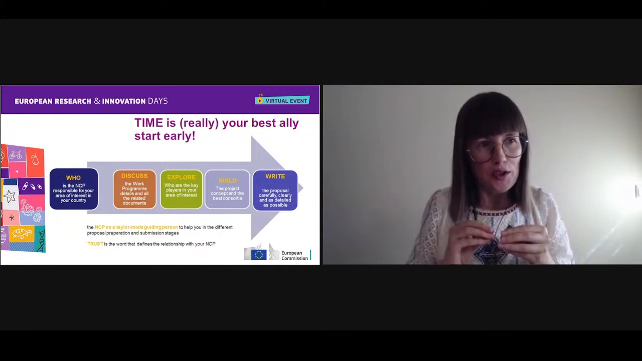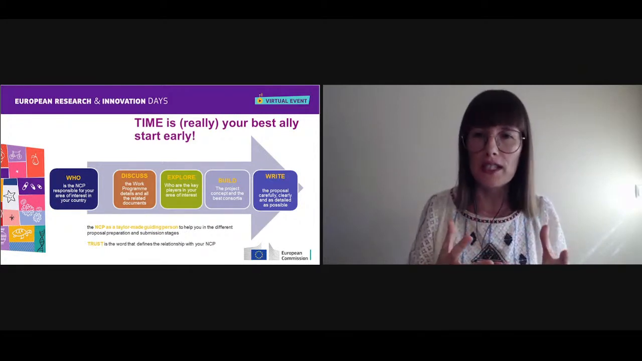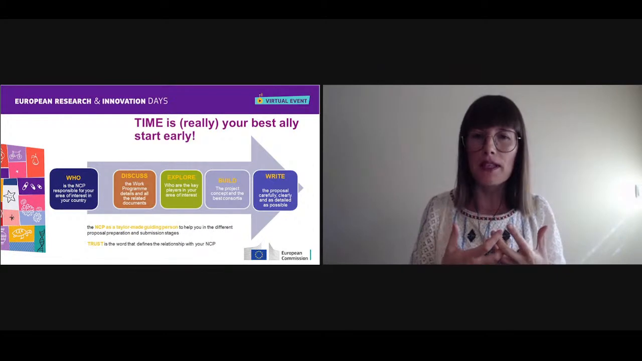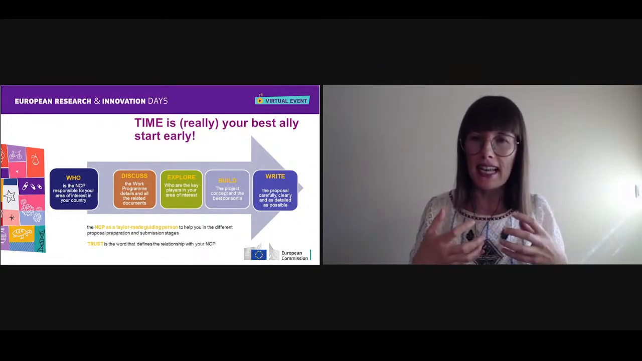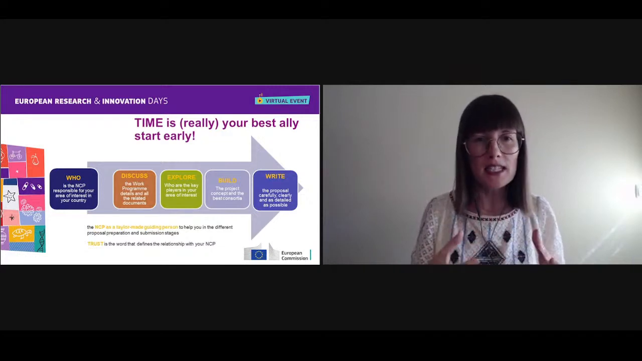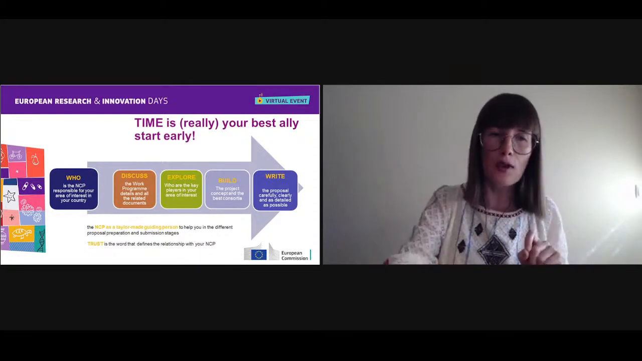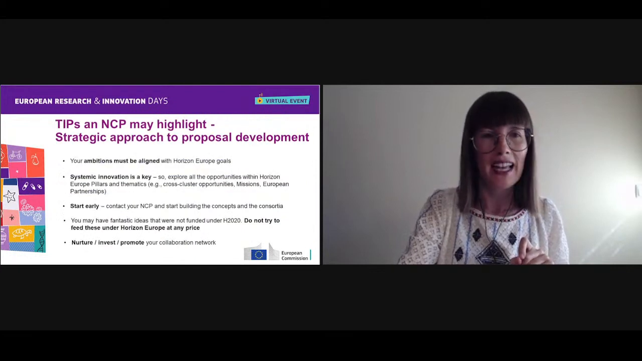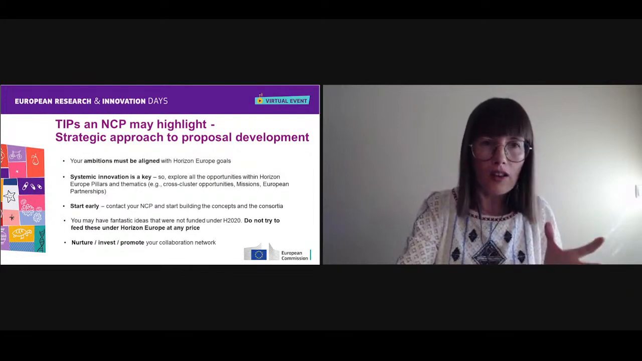Sometimes the details on the excellence criterion are so detailed that you get lost in the writing and in all the sentences. So the NCP can help you digest the information at some point and get it simpler. So the NCP is a tailor-made guiding person to help you in these different stages, and trust is what defines the relationship with you. Some tips at the strategic level, very broad in sense.